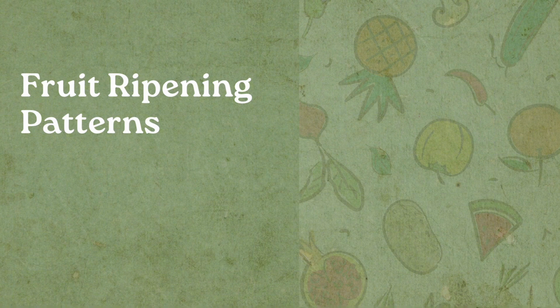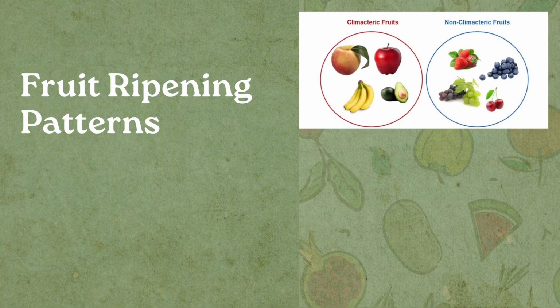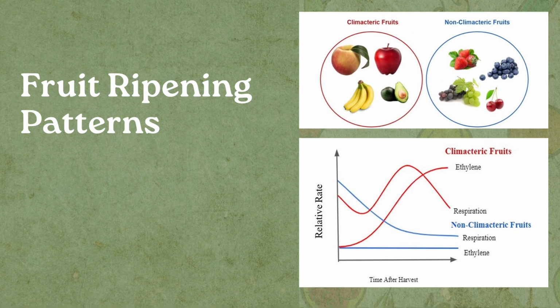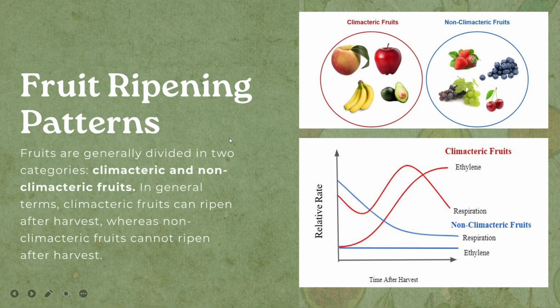Fruit ripening patterns. So we have two patterns in fruits. We have climacteric and non-climacteric. Fruits are generally divided into two. In general terms, climacteric fruits can ripen after harvest, whereas non-climacteric fruits cannot ripen after harvest.